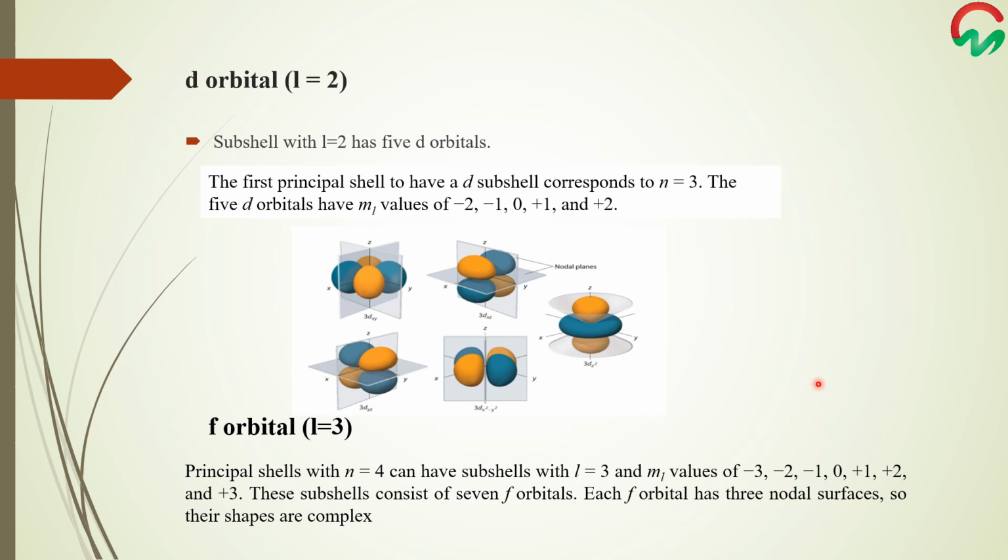Now we will discuss f orbitals for l equals 3. The principal shell with n equals 4 can have subshells with l equals 3 and ml values 0, plus 1, minus 1, plus 2, minus 2, plus 3, and minus 3. These subshells consist of 7 f orbitals, and each f orbital has 3 nodal surfaces, so their shapes are very complex and we cannot draw them so easily.